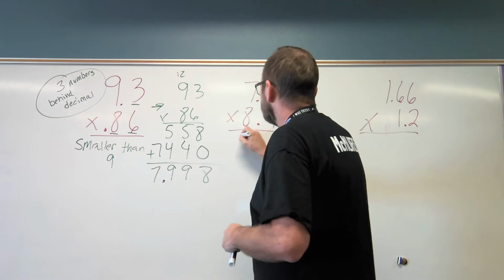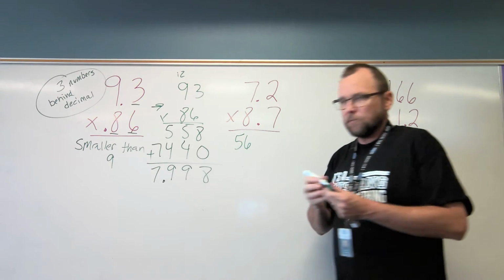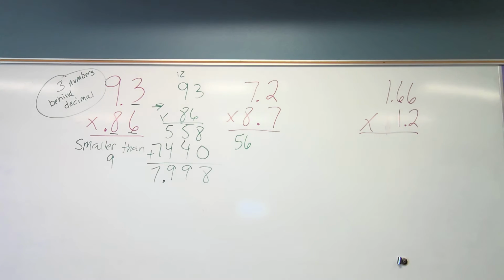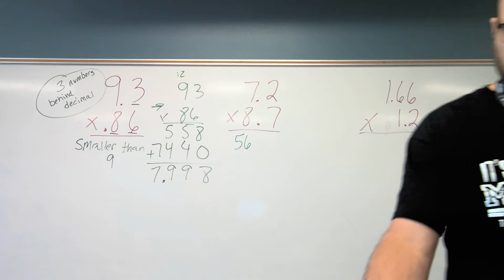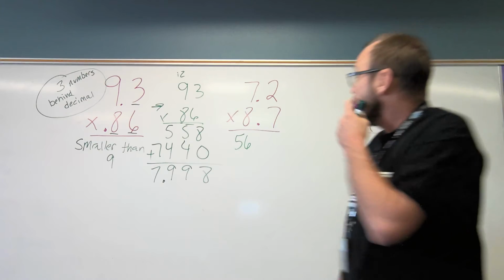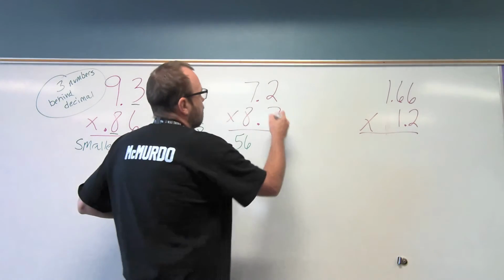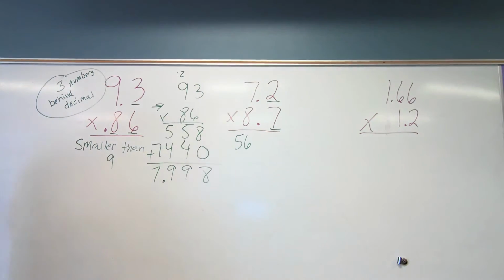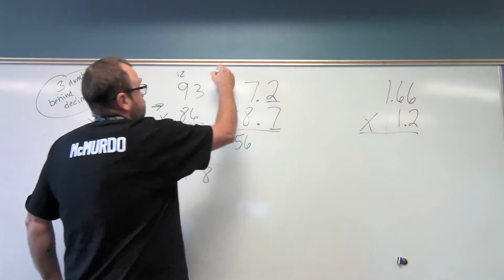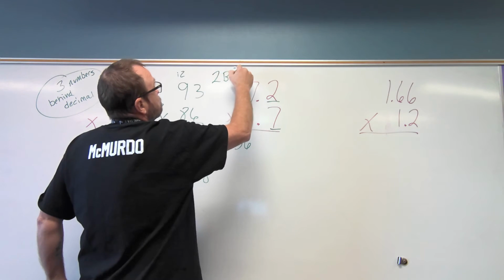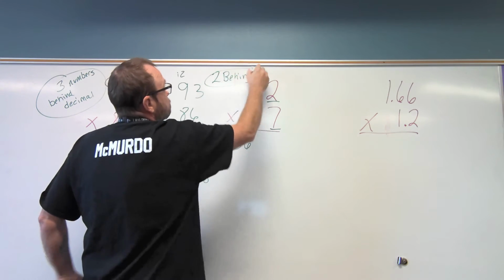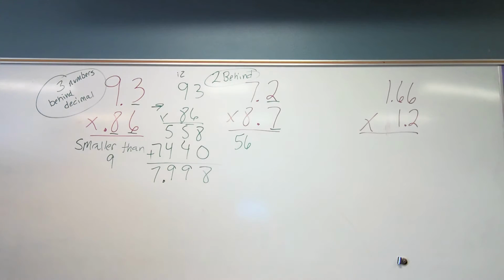Good, 56. Thank you. So my answer is going to be somewhere near 56. Brad, how many numbers are going to be behind the decimal point in my answer? 2. There are 2 numbers behind the decimal point in my problem, so there have to be 2 behind it in the answer.